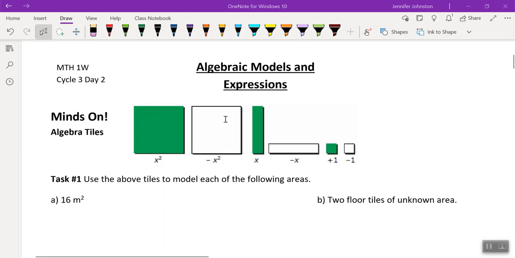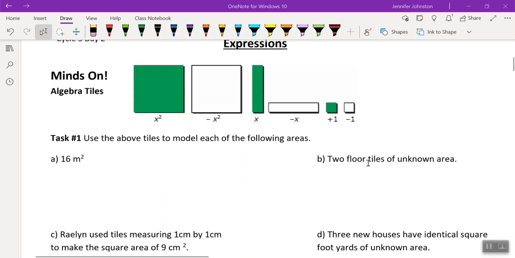We have that for x squared. And why is it x squared? Because it's like x by x. And then we have these longer ones, which is considered x because it's like a 1 by x. And same with the negative, and we have our 1 by 1. All right, so let's get started.